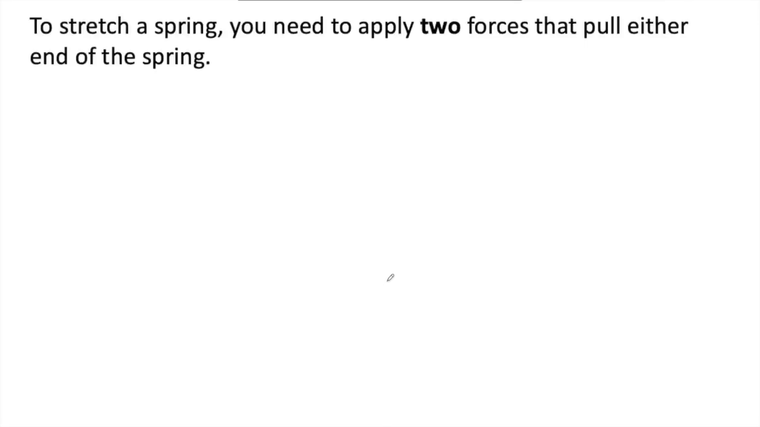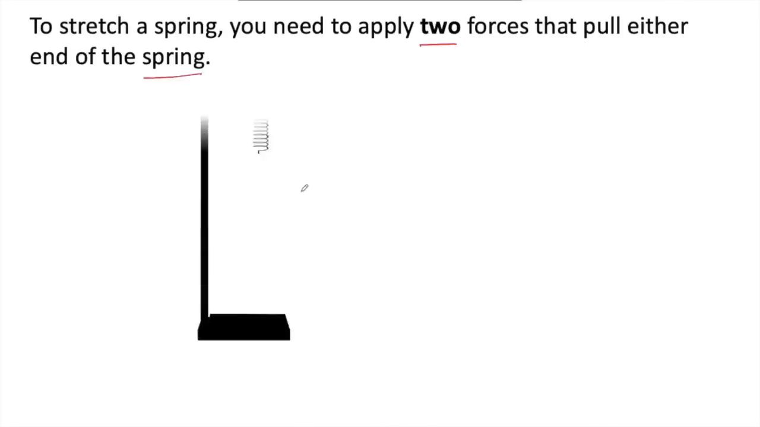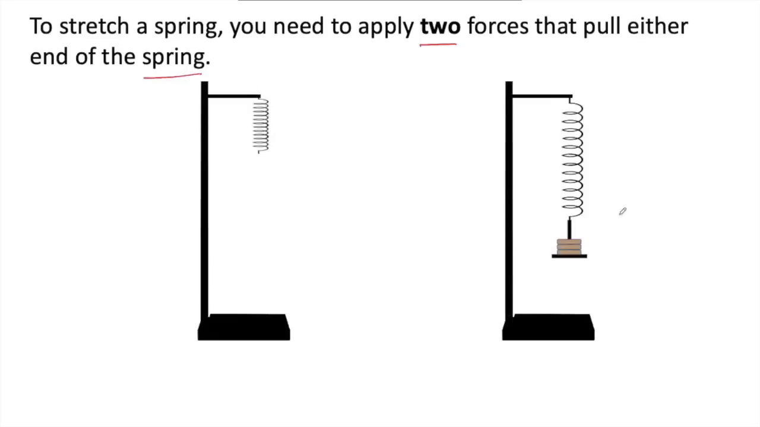To stretch a spring, you need to apply two forces that pull either end of the spring. So, for example, you could have it on a clamp here, and you could add some weights to that, so you'd have the force of weight acting downwards, and then a tension force acting in the opposite direction. That is two forces, therefore, applying on the spring and allowing it to stretch.